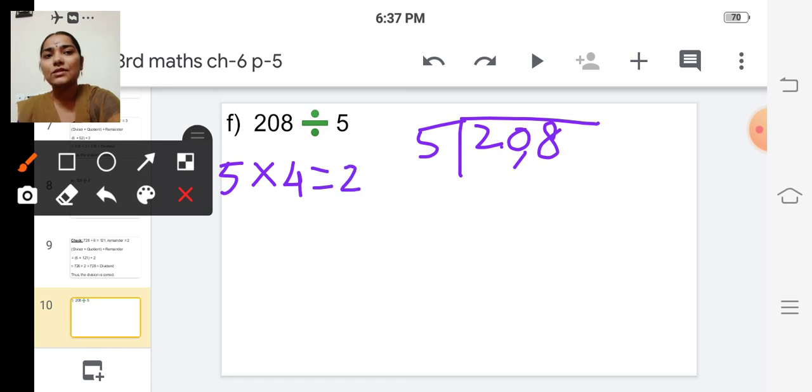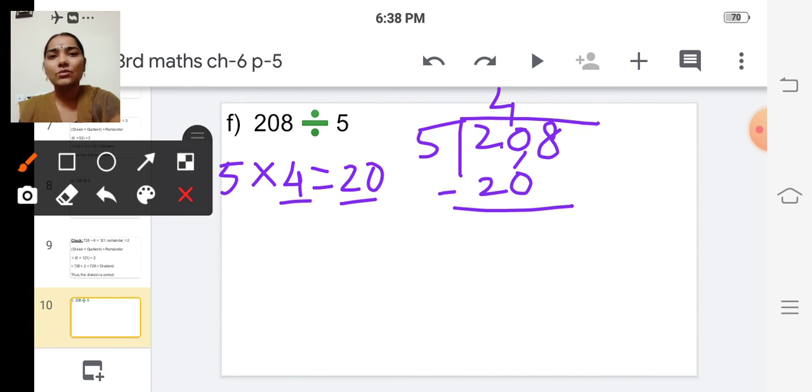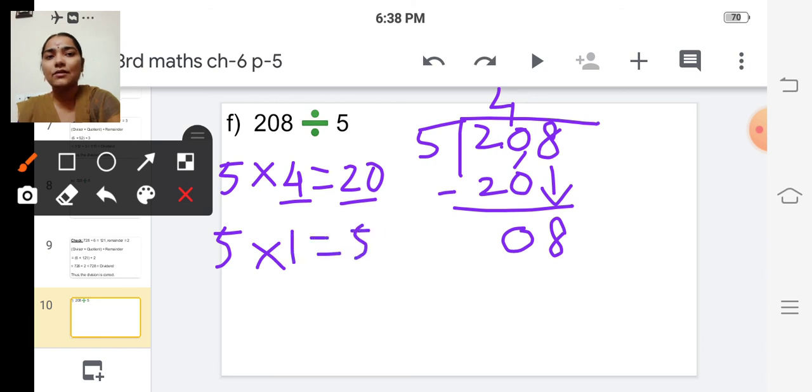So 5 4s are 20, isn't it? So we have to write this 4 in the quotient and write 20 below the dividend and subtract. 20 minus 20 is 0. And now bring down this 8 here. 8 is greater than 5, the divisor. So we can divide. How many times? Only one time, isn't it? 5 ones are 5. 5 twos are 10.